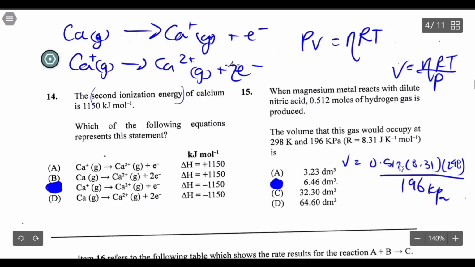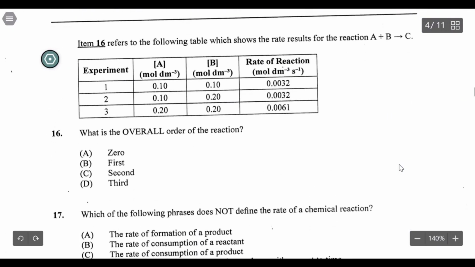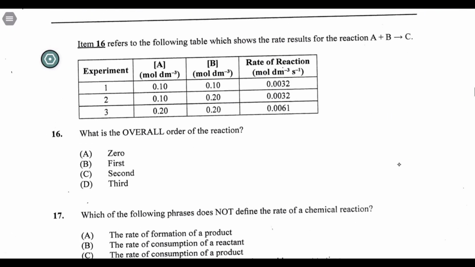And let's go down to number 16. Item 16 refers to the following table, which shows the rate results for the reaction A plus B yields C. What is the overall order of the reaction? To find this out, you would have to add the order of the reactions with respect to each reactant. So let's work those out first. Let's work out the order of the reaction with respect to A first.